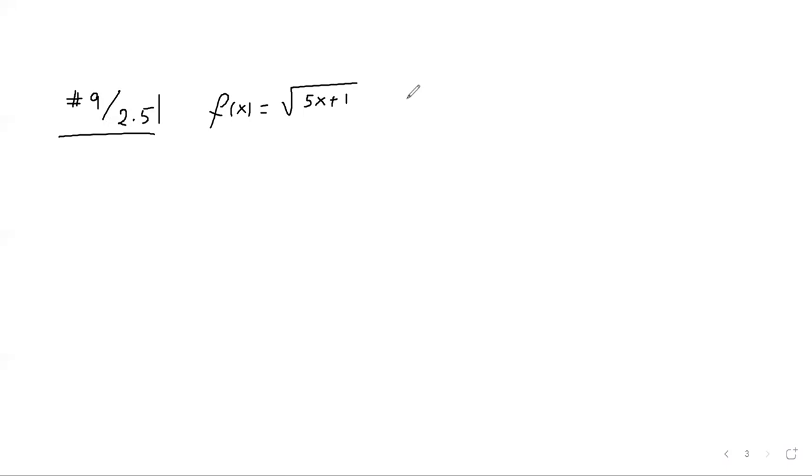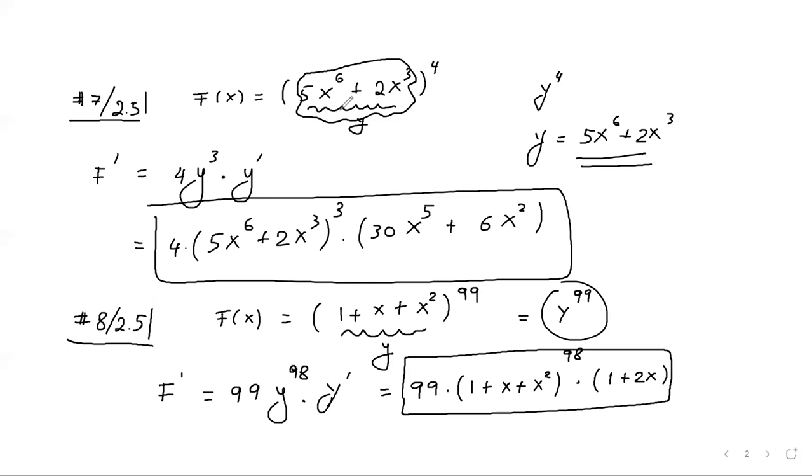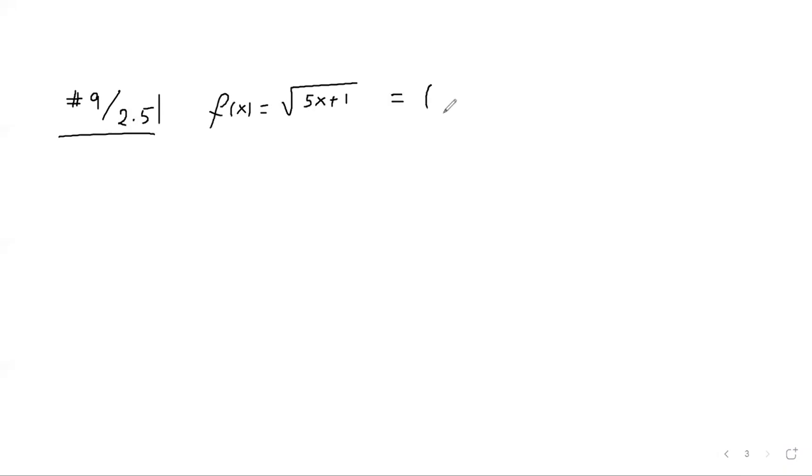And before we do anything to this problem, again, let's recognize the pattern. So remember here, square root of something, right? What we had before was some expression to the 4, some expression to the 99. So let's do the exact same thing here. So let's write this as 5x plus 1 to the 1/2, folks. So remember, the square root is the 1/2 power.